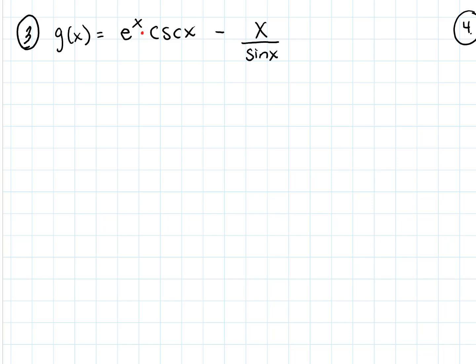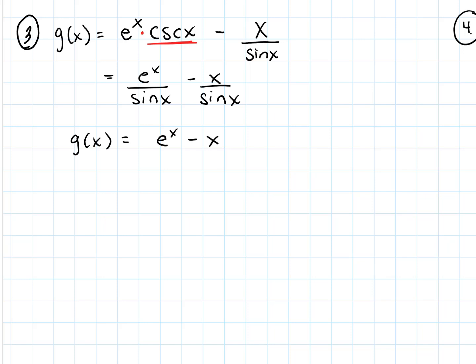But in this particular case, I'm looking at that cosecant of x and I'm thinking, I know that the cosecant of x is the same as 1 over the sine of x. And look at what happens when I do that. I now have two fractions with the same denominator, and so my function that I can start with before taking the derivative is e to the x minus x over the sine of x. And now I just have to apply the quotient rule.